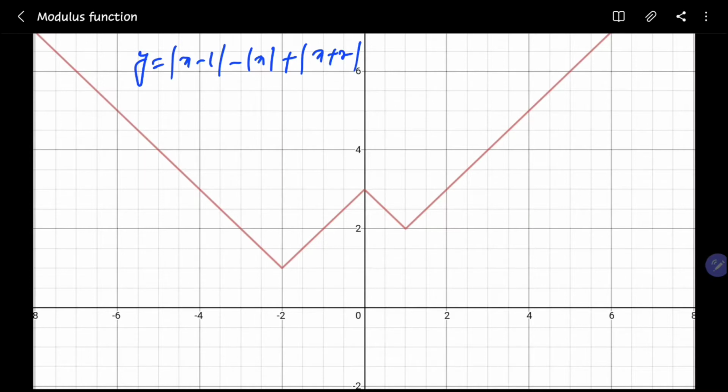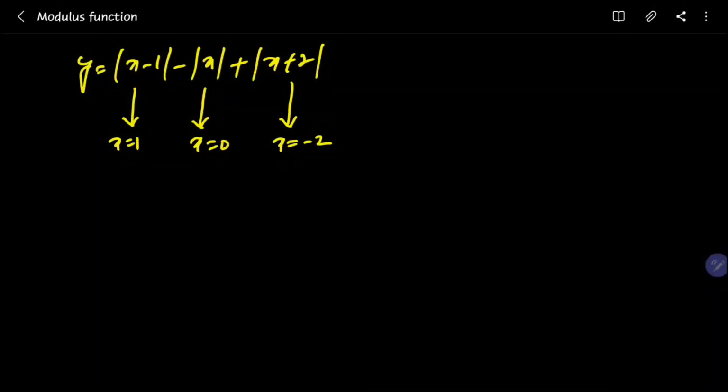The first thing we have to observe is at which points those individual modulus functions become zero. In the first modulus function, x minus 1 will become 0 at x equal to 1, and in the second modulus function, x will become 0 at x equal to 0 obviously. In the third modulus function, x plus 2 will become 0 when x is equal to minus 2. So let us draw these points on the number line.